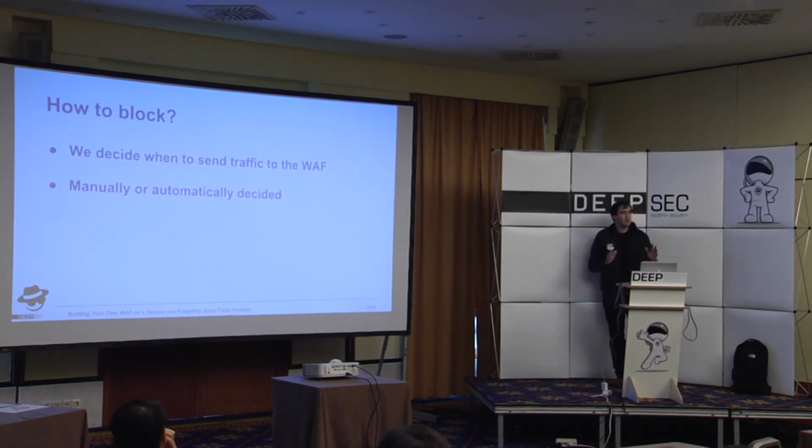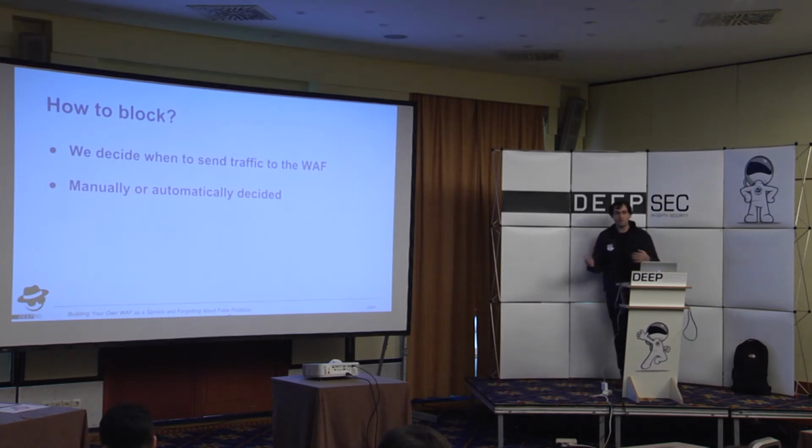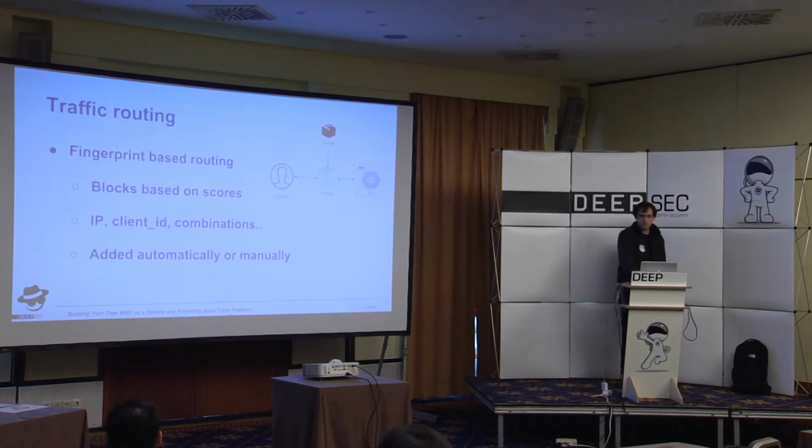OK, so now the question is, how do we actually block attacks? The main thing here is that we need to decide when we want to send the traffic through a WAF versus when we want to just observe the traffic. And this can be manual or automatic. So let's start with traffic routing, which is the way we are going to decide if we want to send traffic or not through the web application firewall.